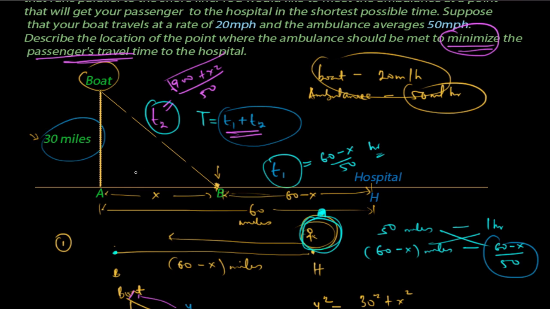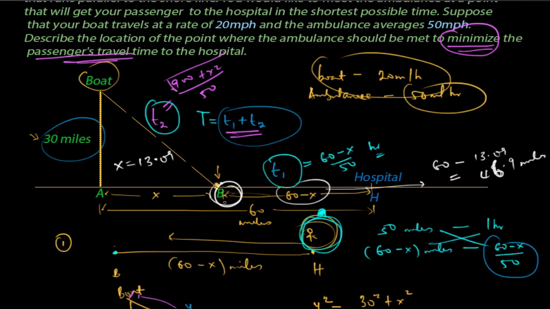Now since the x we obtained is x equals 13.09, the distance from here to here, which is 60 minus x, is 60 minus 13.09, and that happens to be 46.9 miles. So in other words, the ambulance should be met at 46.9 miles from the hospital, and then that completes the problem.